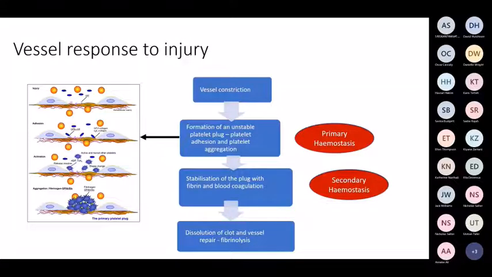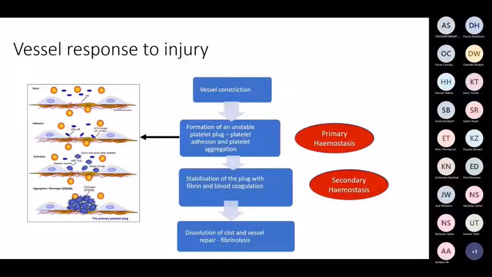Then you get platelet activation, and that's when the platelets change shape and release lots of different chemicals that cause vasospasm, so constrict the vessel even more, and also recruit other platelets. And then thirdly, you get platelet aggregation, which is where all the platelets basically clump together and form this clot that seals off the area. And so that is primary hemostasis.